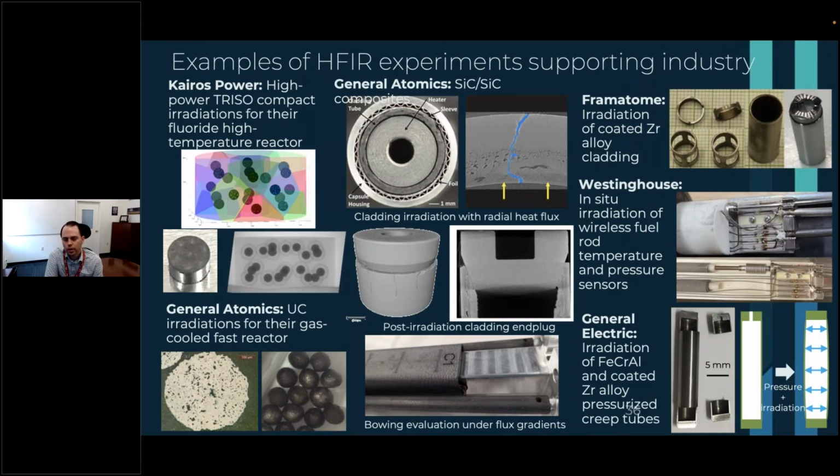And then the far right examples are the 3 major fuel vendors in the US, Framatome, Westinghouse, and General Electric. Looking at things like coated zirconium alloy cladding, basic radiation effects on structural materials. I mentioned already the Westinghouse irradiation of their wireless fuel rod temperature and pressure sensors. And then the last is General Electric, trying to understand radiation creep, both in FeCrAl alloys as well as coated zirconium alloys by pressurizing thin-walled tubes. That is it.